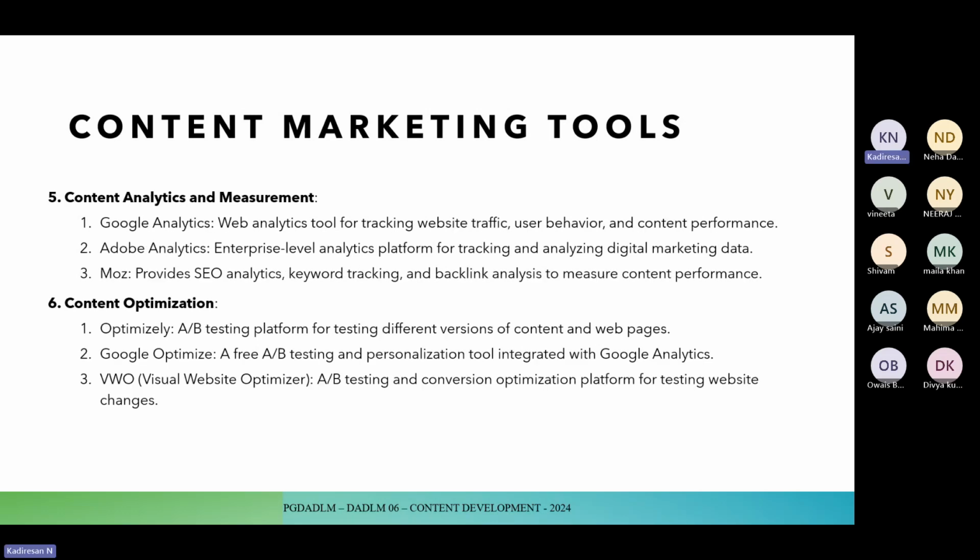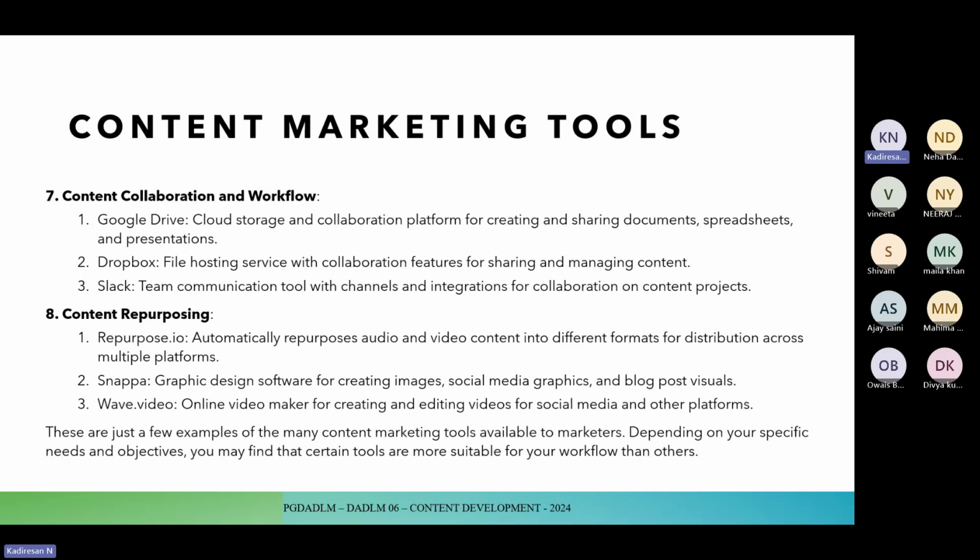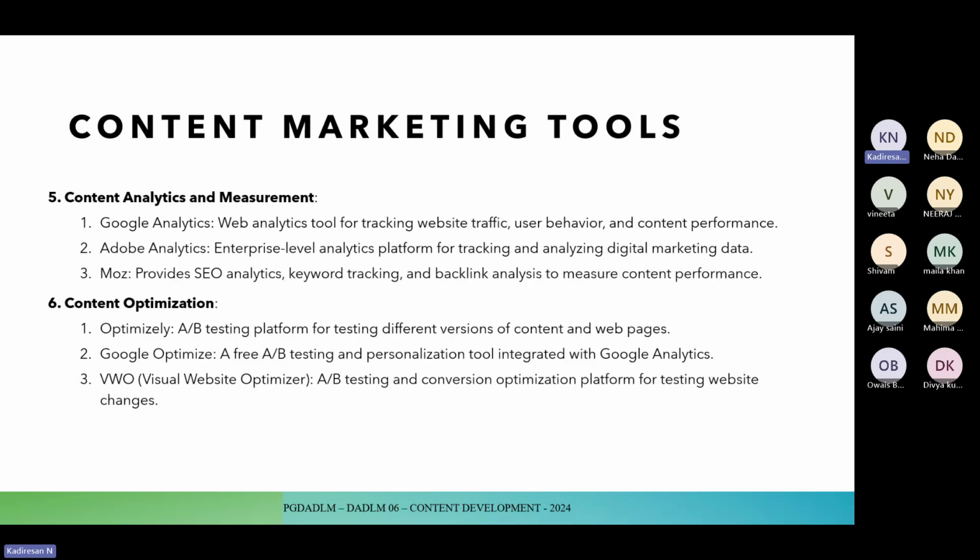For content analytics and measurement, you can use tools like Google Analytics and Adobe Analytics, which are web analytics tools, and you can also find search engine optimization data in all these. In content optimization, you can optimize the content using a visual website optimizer, and also test different platforms using these content optimizations.